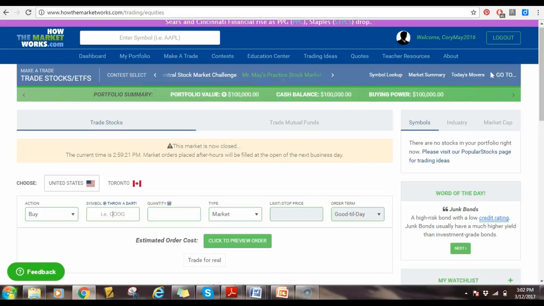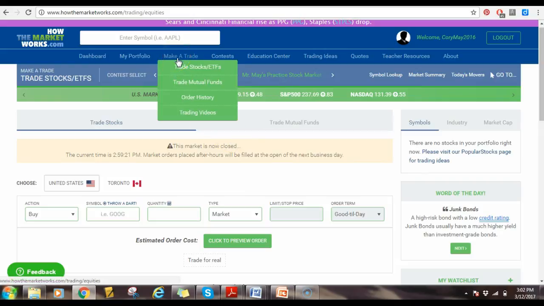All right, so here we're right on the trading screen. To get to this, all you need to do is go to make a trade and then hit trade stocks. If you need to look at what you've actually done, you can go to order history, and that'll show you your transactions, buying and selling. And there's also other videos on here that could probably explain things in more detail.